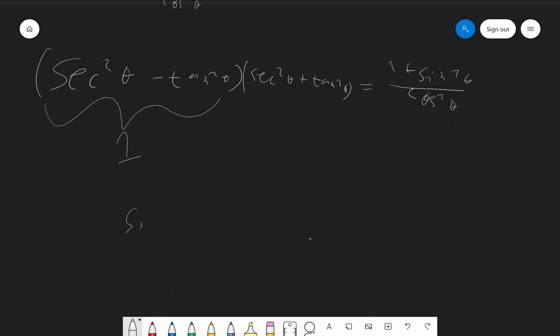Well, remember, sine squared of theta plus cosine squared of theta equals 1. If you divide by cosine squared of theta on both sides, you get sine squared of theta over cosine squared of theta, which is tangent squared of theta, plus cosine squared of theta over cosine squared of theta, which is 1, equals 1 over cosine squared of theta, which is secant squared of theta. Now, notice that if you subtract tangent squared of theta on both sides, this is just 1, so we can use that.